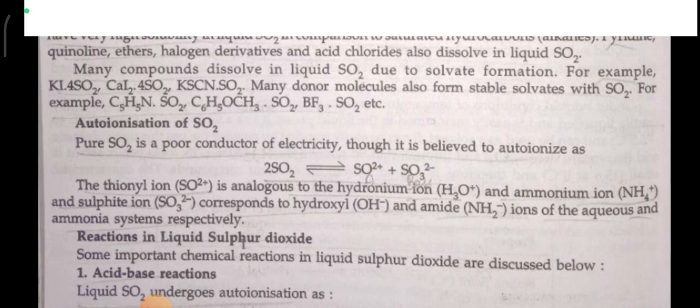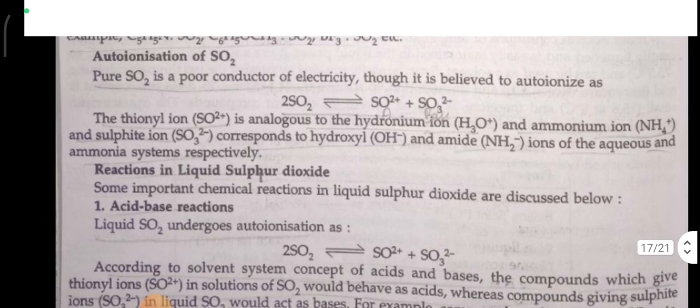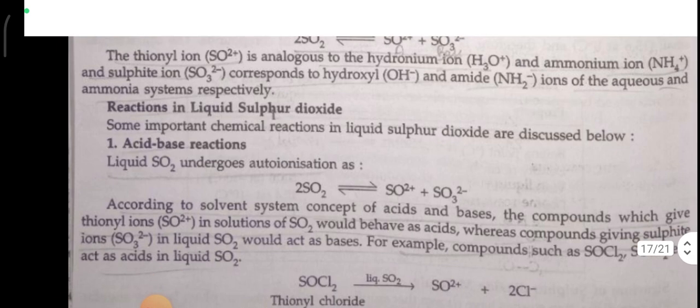Autoionization of SO2. Pure SO2 is a poor conductor of electricity, though it is believed to autoionize as SO2 positive and SO3 2 negative. The thionyl ion is analogous to the hydronium ion and ammonium ion, and the sulfite ion corresponds to the hydroxyl ion and amide ion of aqueous and ammonia systems respectively.